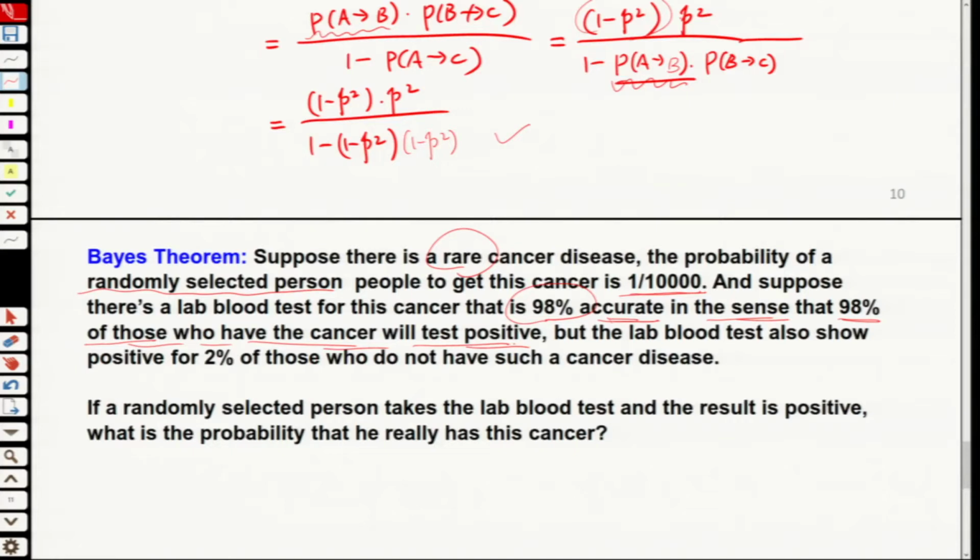98? No, 98 is only for those who have cancer. It's not 98. 98 is for those who have cancer. You can test positive, right? That is 98% accurate. 98% of those who have cancer will be tested positive. But 2% of those who don't have cancer also test positive. So if a randomly selected person takes a lab blood test, and the result is positive, what's the probability he really has this cancer?